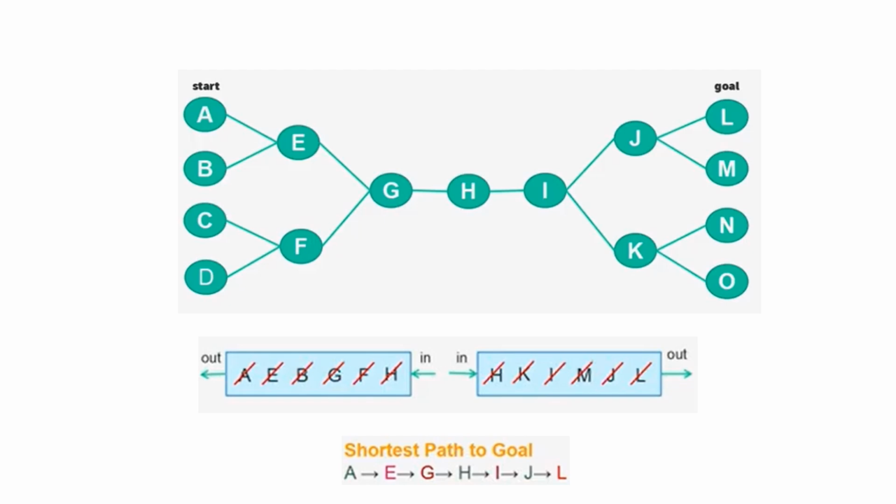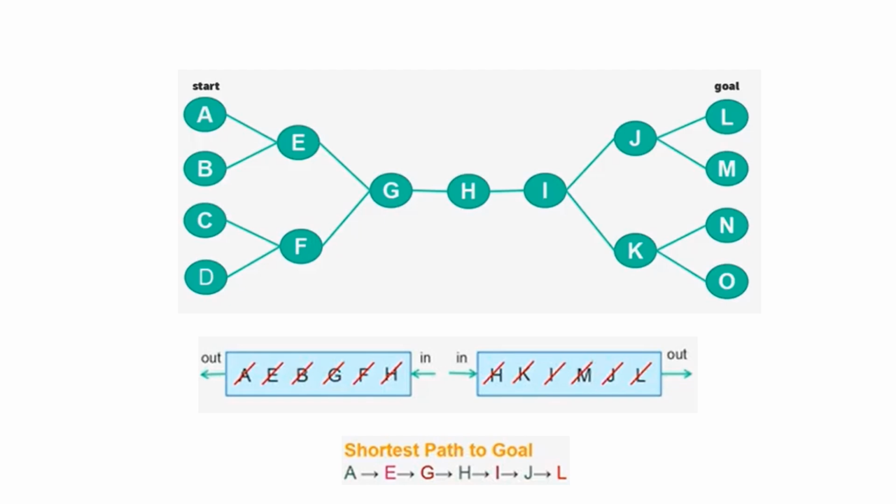In this figure, you can see that the start node is A and the goal node is L. And we have already discussed that bidirectional search uses two searches, one backward and another one forward. These two searches run simultaneously and meet in the middle. So bidirectional search performs forward search from the start node A and backward search will be started from the goal node L. And the algorithm stops when both searches meet at a common point.